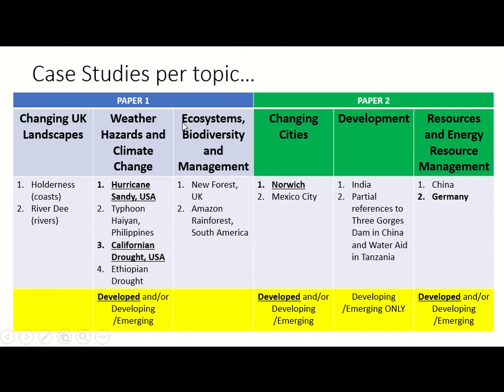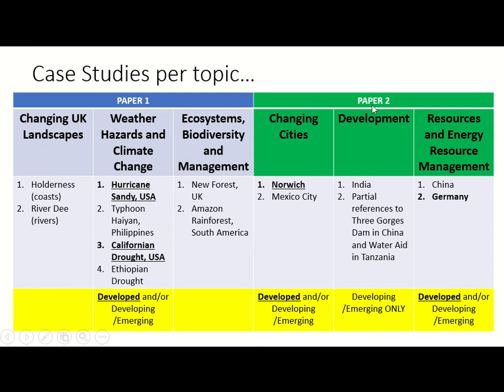Okay. For ecosystems, again, there are 2. One refers to a temperate deciduous woodland, and we use the New Forest in the UK for that. And the other one is the Amazon rainforest in South America, which is a tropical rainforest case study.